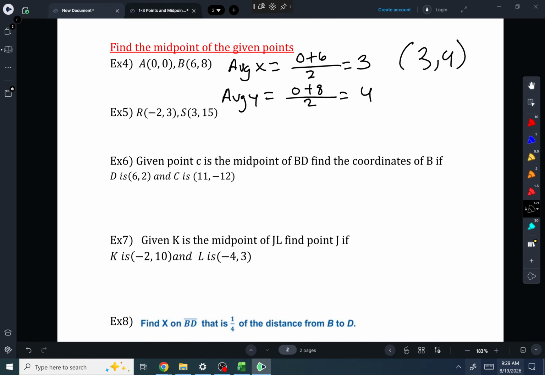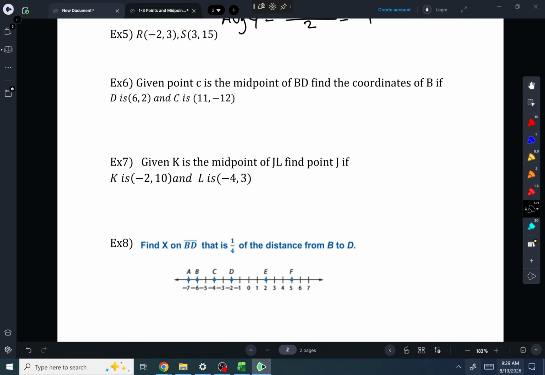All right. Given point C is the midpoint of BD. Find the coordinates of B. Okay, now listen. Before I would solve this one, that one looks more complicated, correct? Correct? I would draw it. I would make a quick little sketch of it, okay? Because I need to know what I'm looking at. If I don't know what I'm looking at, I could miss it.